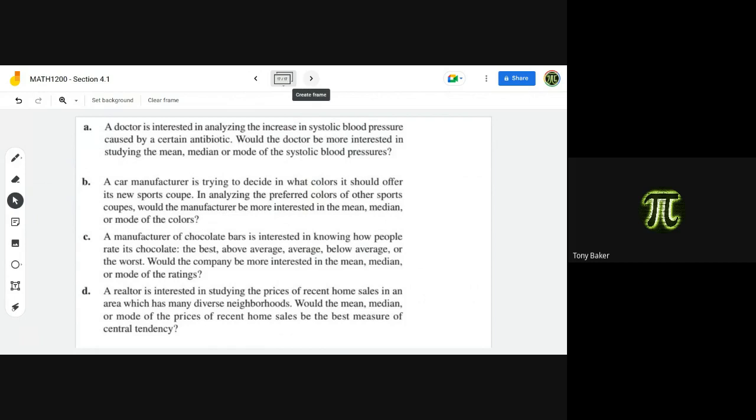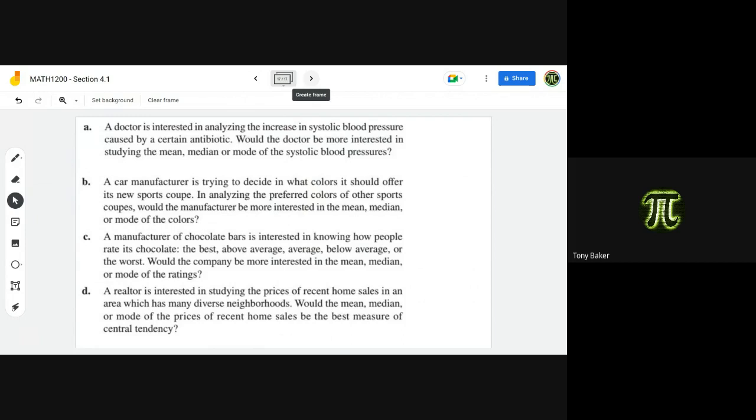Car manufacturers are trying to decide what color they should offer the new sports coupe. What should they be looking at? What's the only one we can do for this? Mode. Yeah, the only thing we can look at is the one that's the most common. Because it is not numerical, it's qualitative, and I can't put them in order. So the only thing you can find in that is mode.